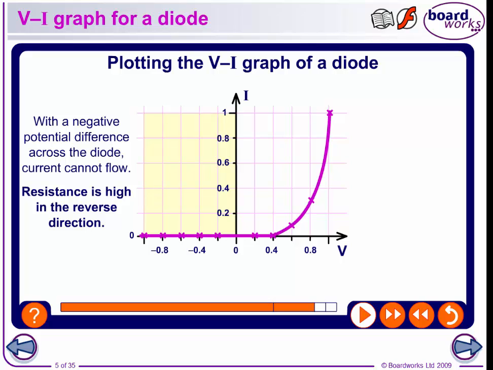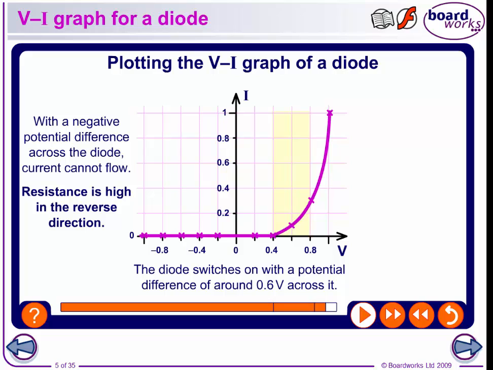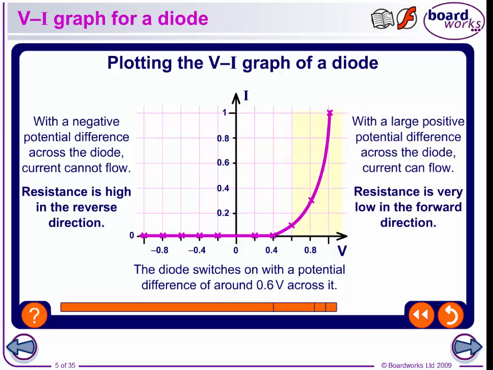So with a negative potential difference across the diode, no current will flow. So the resistance in the reverse direction is high. And the diode switches on with a potential difference across of about 0.6 volts. With a large potential difference across the diode, then current will flow quite smoothly. The resistance is very low in the forward direction.